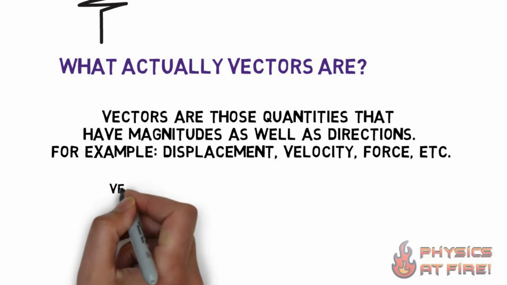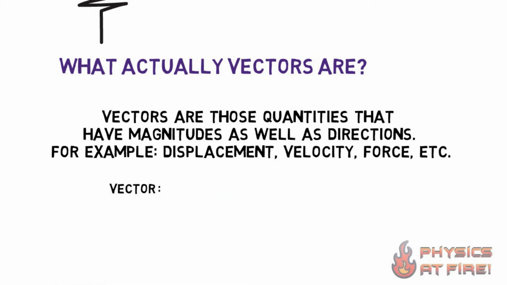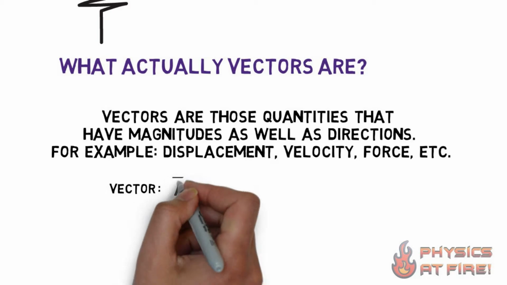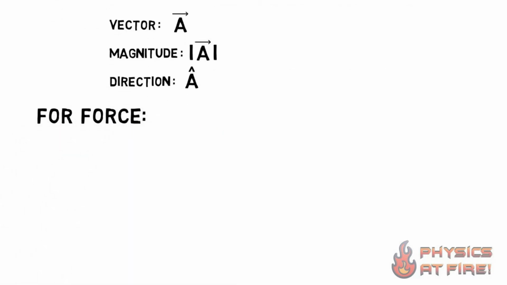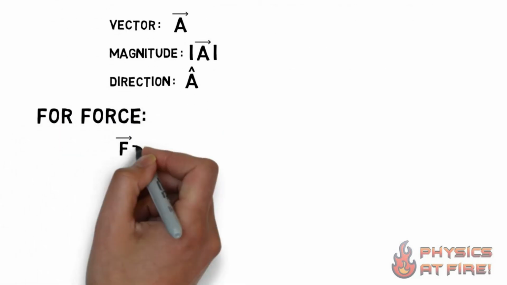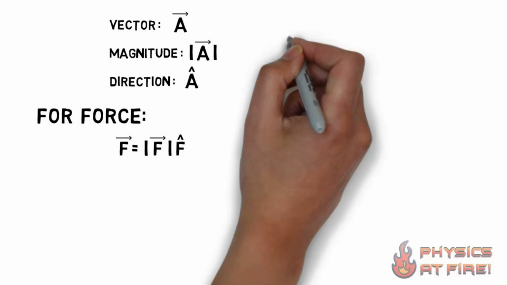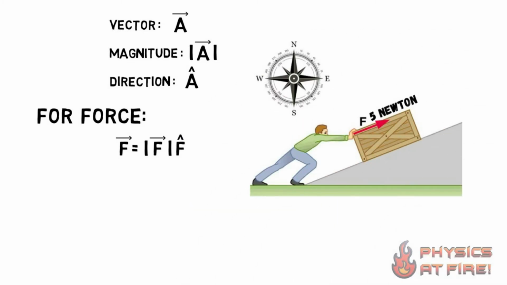Let's have a look at how to show vectors. Vectors are denoted by an arrow on the head. For magnitude we draw lines on both sides of that alphabet, and for direction we add a cap on the head. Like for force, we can denote it as F vector is equal to F magnitude into F cap. For example, pushing a box with a force of 5 Newton due northeast.